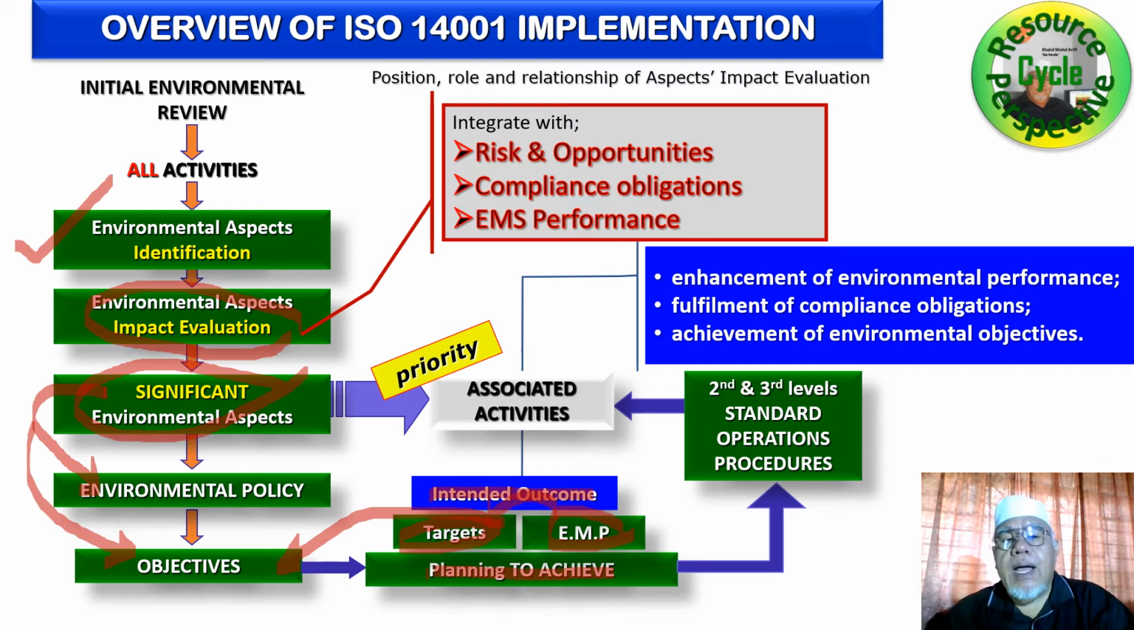All right. That intended outcome stipulates that targets, EMP and even objectives shall include commitment from this particular company in what? Enhancement of what? Environmental performance. This is no joke. We are talking about performance now. And fulfillment of what? All the compliance obligations. This is due diligence. It's not a paper management system. And achievement of their respective environmental objectives. That is the overall, holistic picture of the environmental management system ISO 14001 version 2015.